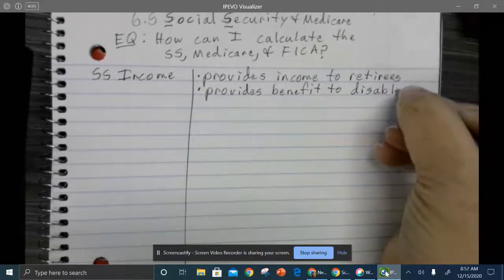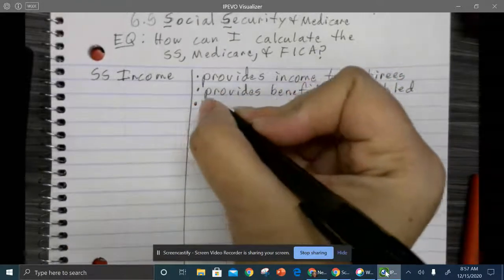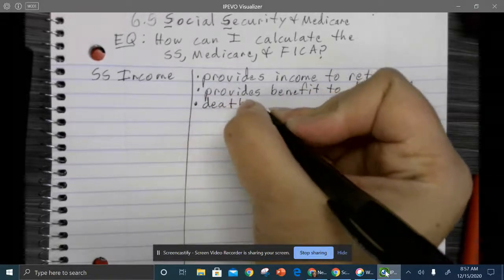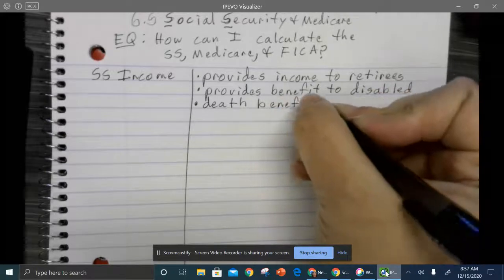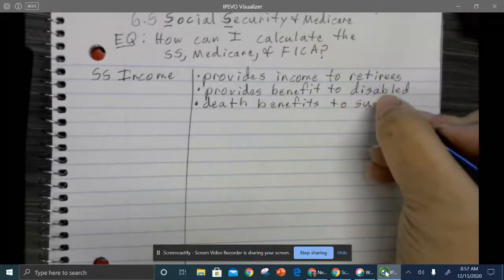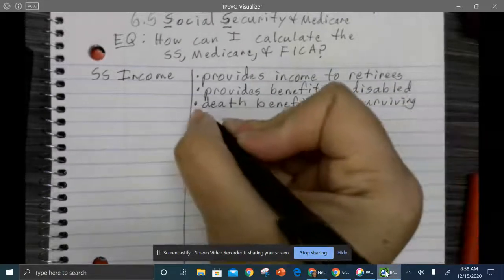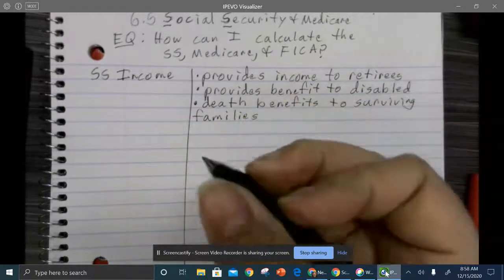So in chapter 5, we talked about cars. So if you became disabled due to a car accident, that Social Security income would come into play for that. And then death benefits. Okay. So death benefits to surviving families.